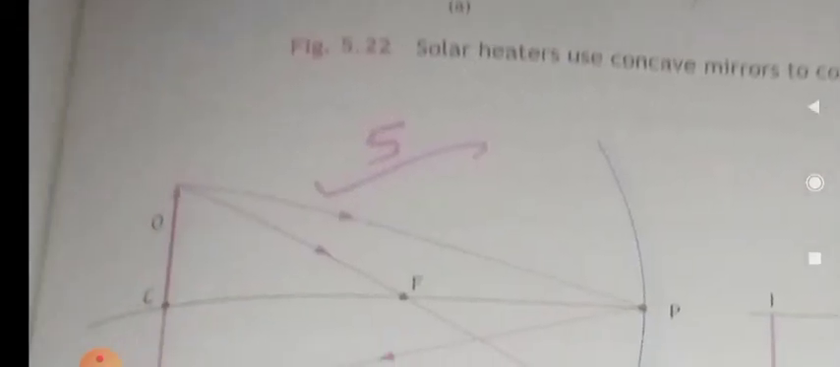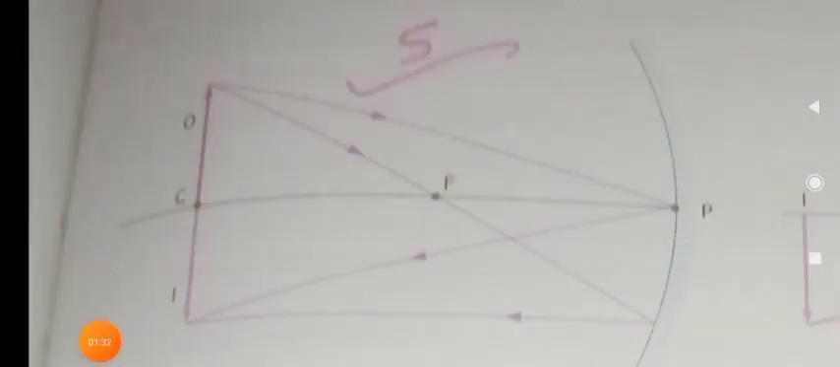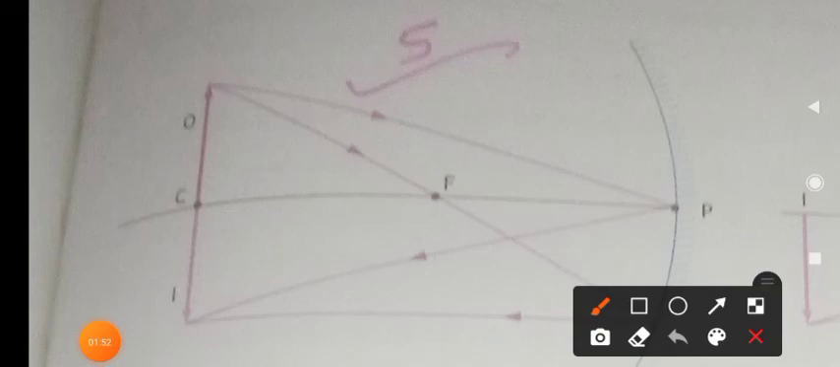Then in the next cases, as the object moves closer towards C, the image becomes larger. When it is at C, the image which is also formed at C is real, inverted, and of the same size as the object. So here the object and the image are of the same size and also formed at the same place, but the image is inverted.